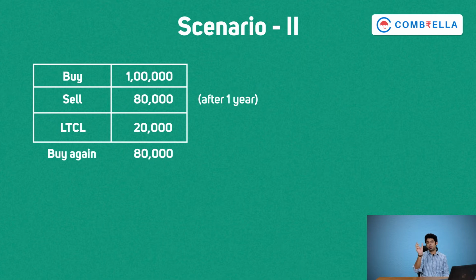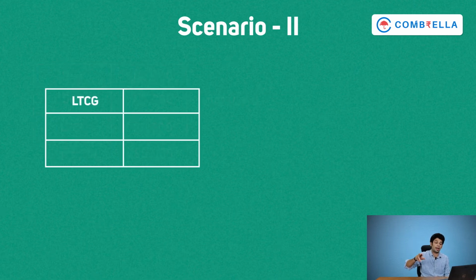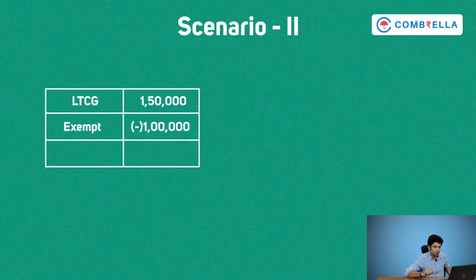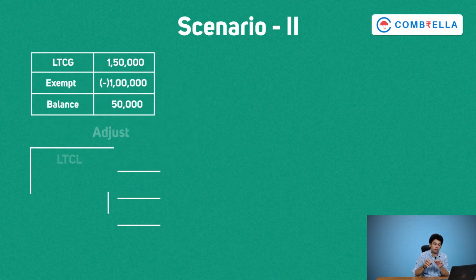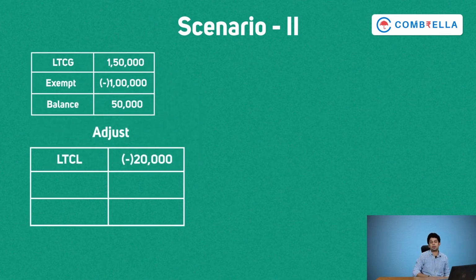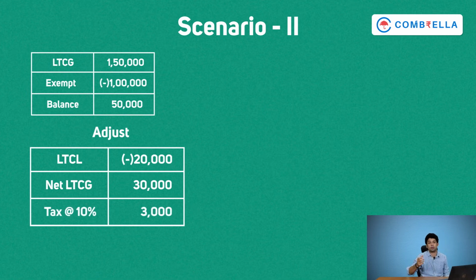Now this long term capital loss of 20,000 you can adjust only with long term capital gains, which I have told you already in the beginning. So in this case, suppose in this year you got long term capital gains of 1,50,000 on sale of some other shares of the company. Then what happens? Up to 1 lakh long term capital gains is exempt. Balance is how much? 50,000. This 50,000 you adjust with long term capital loss of 20,000. So your net long term capital gains is 30,000. And on 30,000 you need to pay long term capital gains tax at the rate of 10%, which is 3,000.